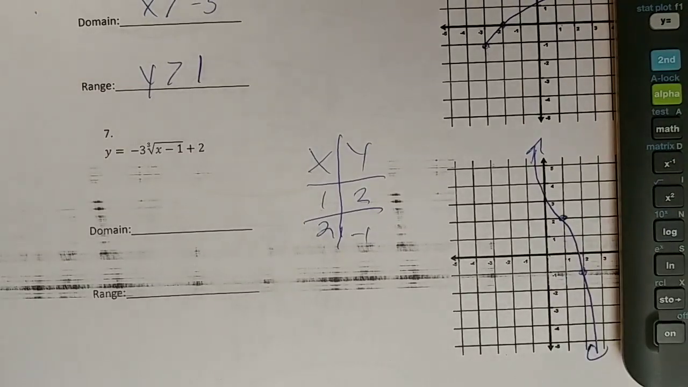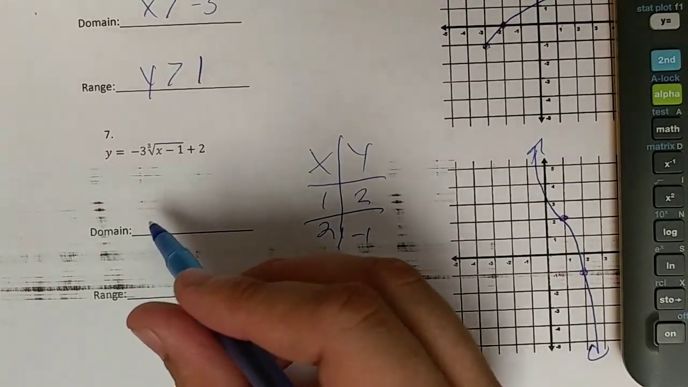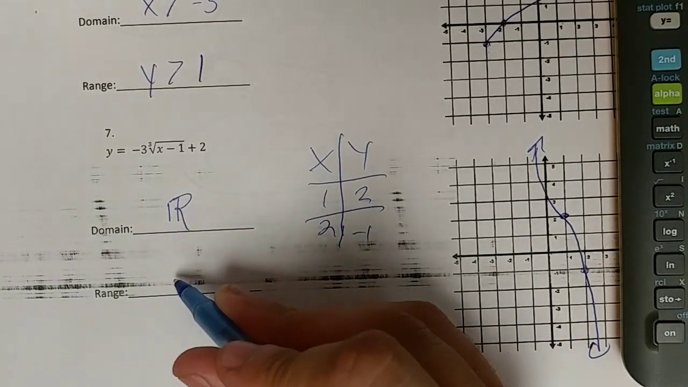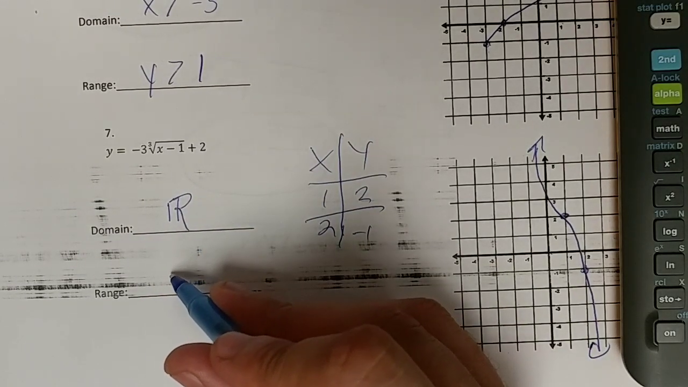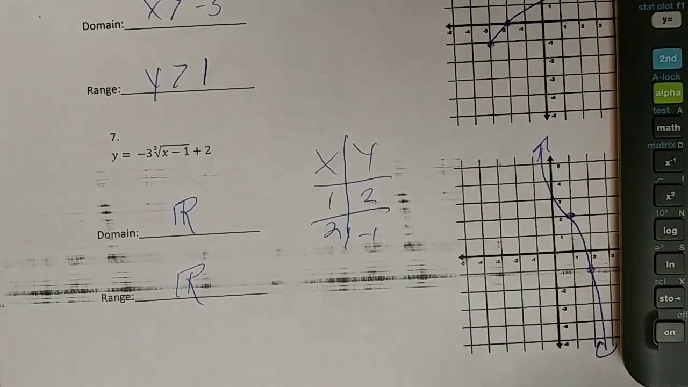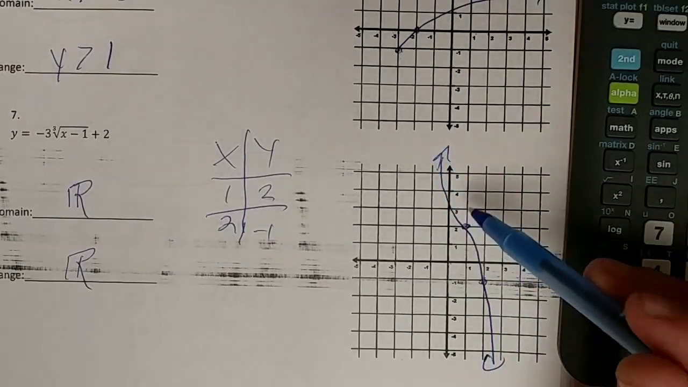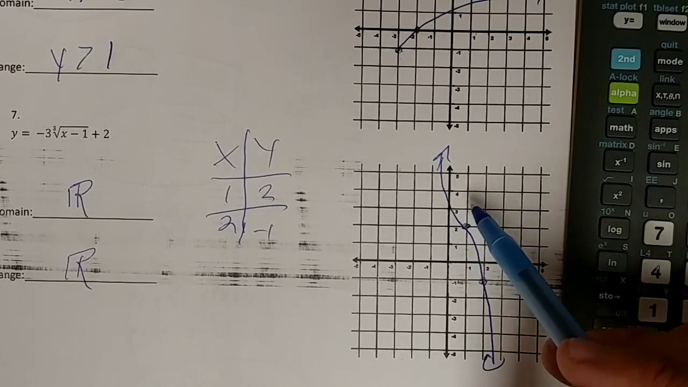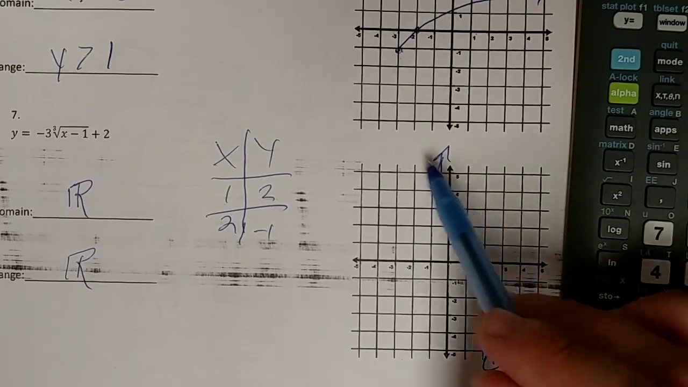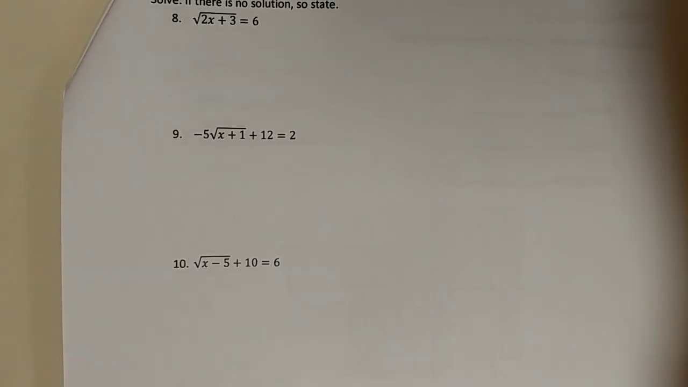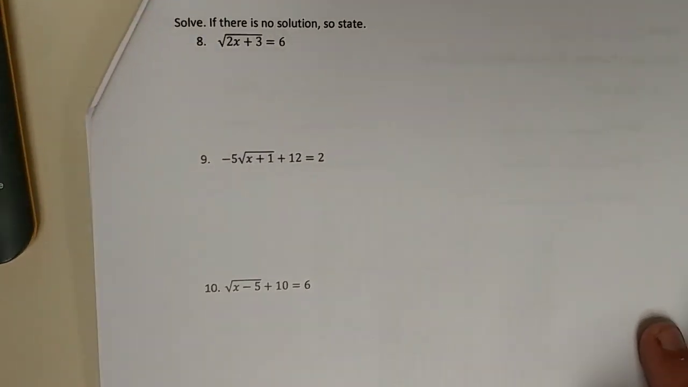Now, domain and range for cube roots are the easiest thing possible. Domain for a cube root is all reals. And the range for a cube root is all reals. So we have no issue with either. You could kind of see that because this will go on forever and this will go on forever. And x-wise, it will go to the right forever and it will go to the left forever. Okay, let's get to the next one.